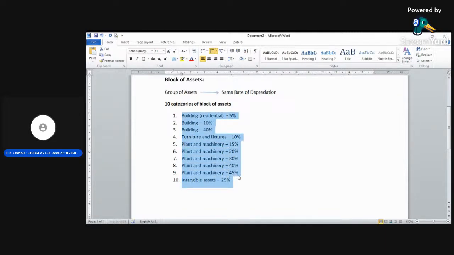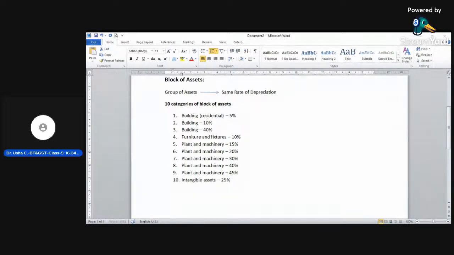You should understand that whatever group of assets comes under the same rate of depreciation in the same class of assets will be considered as one block. Suppose there is a building A, building B, building C. All these three buildings are at the rate of 5%, which means they come under the category of block 1. If plant A, plant B, plant C are charged at the rate of 30%, these three assets come under the next block, that is block 2, the plant and machinery group. Then plants at the rate of 40% will be categorized as one block. Understood? So like this, the assets will be classified into blocks of assets based on the rate of depreciation. I think you understood about the block of assets.